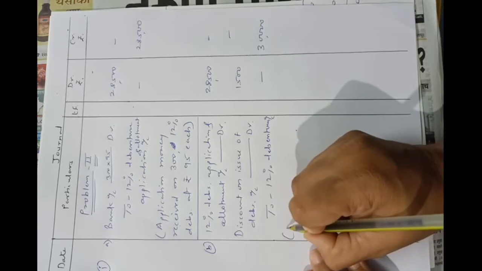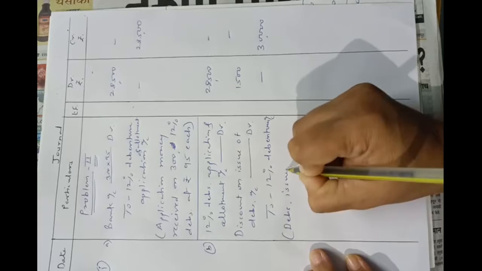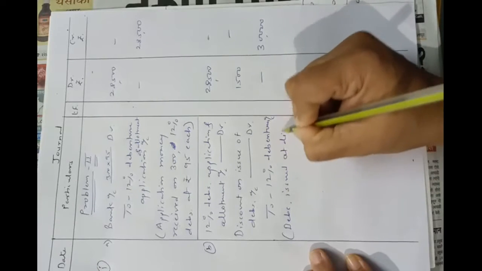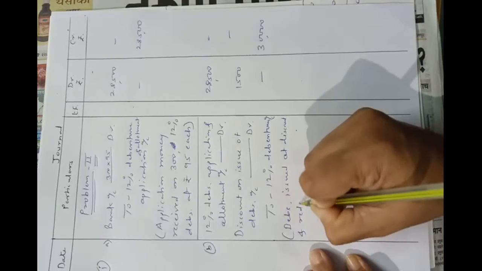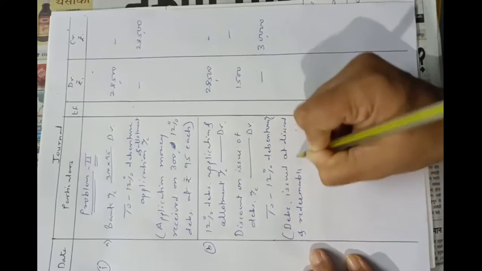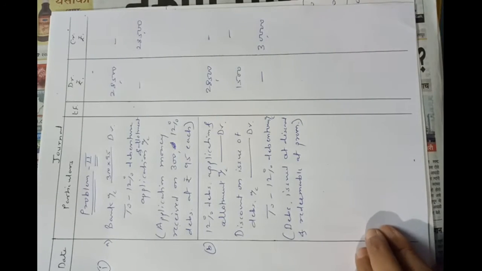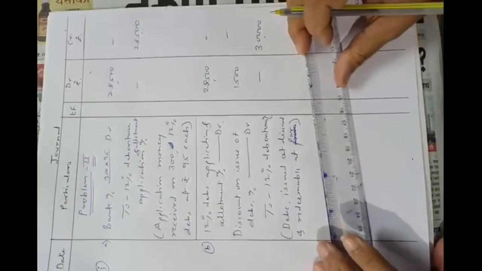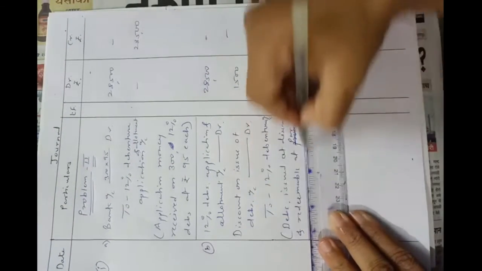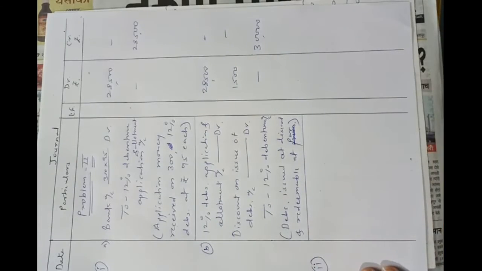debentures issued at discount and redeemable at premium. Okay, sorry, redeemable at par. Redeemable at par. This is the first condition, two entries. Now the second condition.